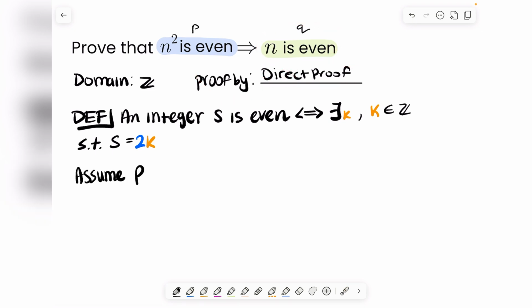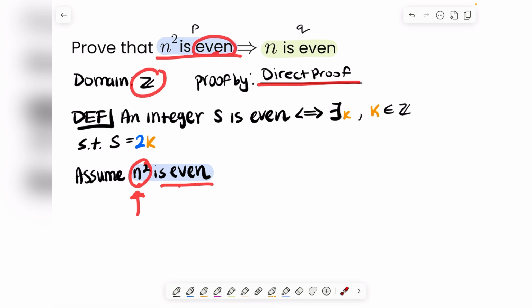We first start by assuming P. What is P? n squared is even. So we're assuming that n squared is even. What does it mean for n squared to be even? Well, first of all, is n squared an integer? The answer is yes, because with a direct proof, we start by assuming P, and the only things that have the property of even or odd are numbers, and the only numbers that can be even or odd are integers. So if we are assuming that n squared is even, then we are also assuming that n squared is an integer, because only integers can be even or odd. In other words, we have an integer that is even.